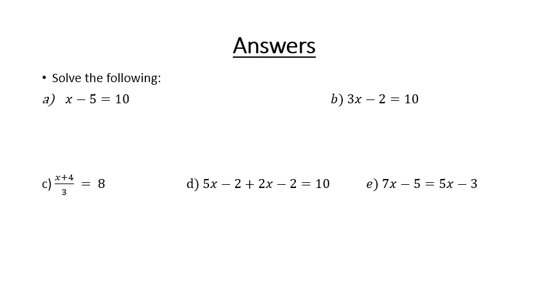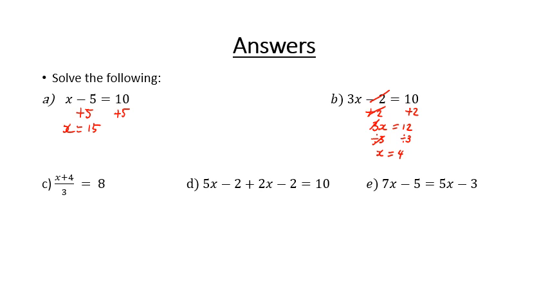Okay, so let's see how you went with these ones. In our first question, x take 5 equals 10. Inverse of taking 5 is adding 5, which will give me x equals 15. Now you could have used method 2, and you still would have got x equals 15. In our second question, inverse of negative 2 is adding 2. That would give us 3x equaling 12. Then I'm going to divide by 3, x would equal 4. And again, if you use method 2, you would have got the same answer.